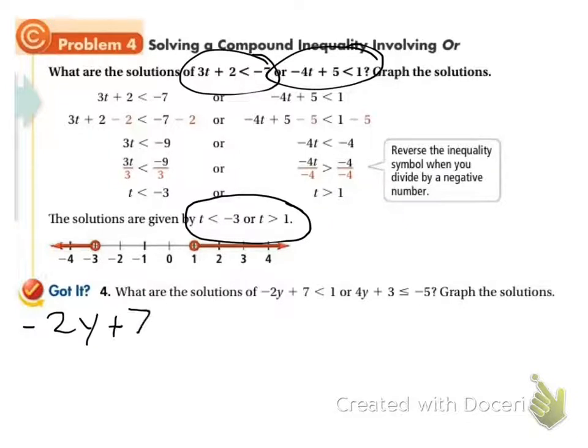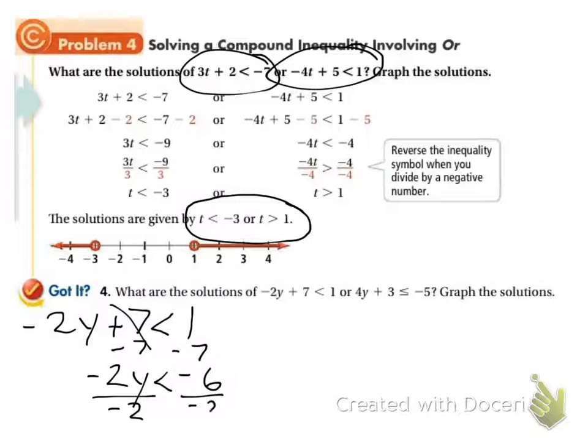-2y plus 7 is less than 1. So, I need to get y alone, so I'm going to subtract 7. That cancels off, so I have -2y is less than -6. And then I divide by -2. What do I do when I divide by a negative number? Flip that sign. So, y is greater than 3.